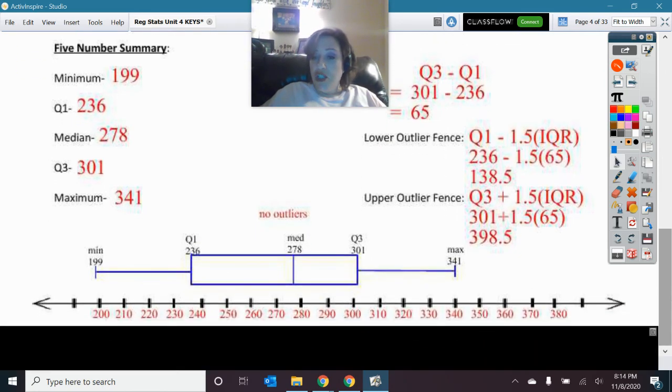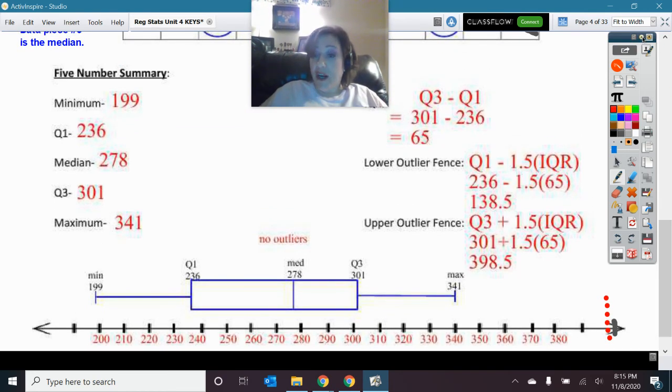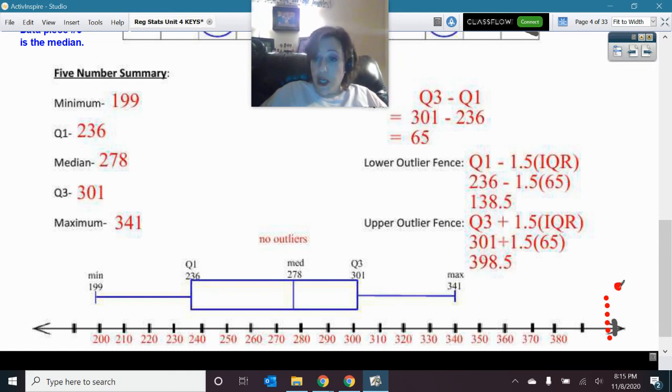Of course, I would have to come up here and I would have my fence. Let's see, I went by tens. So that would have been 390. Then 400 would have been about right here. 398 would have been that fence, probably about right here. And so then I have a piece of data that is an outlier. So 400 would have been an outlier.